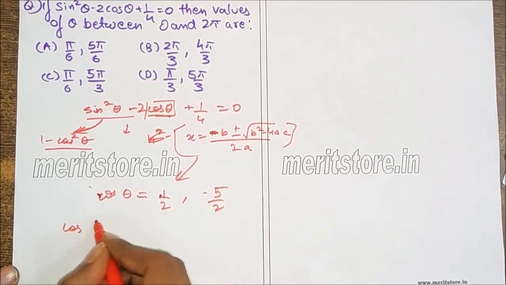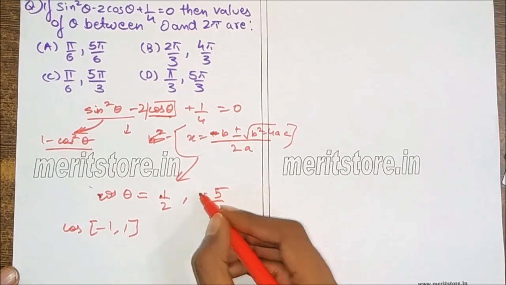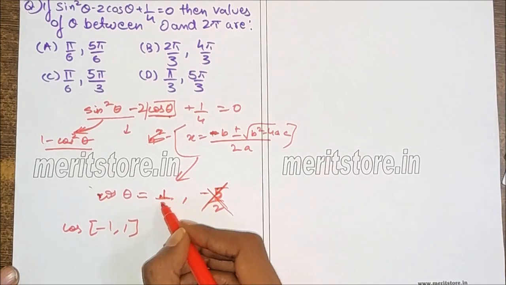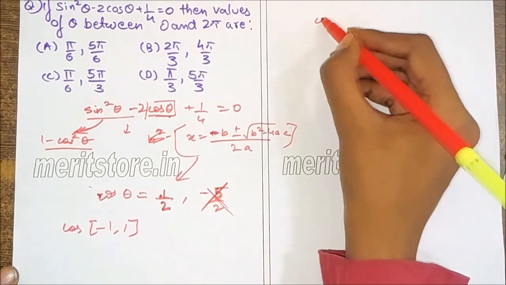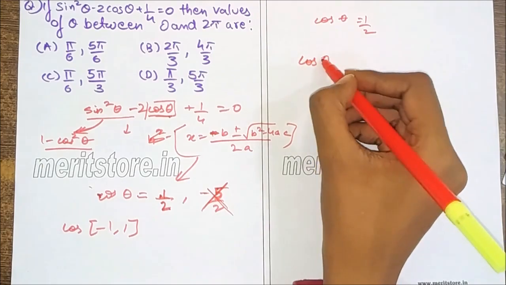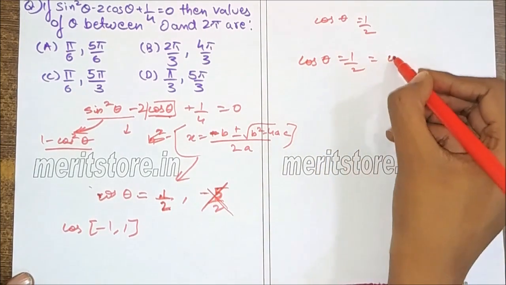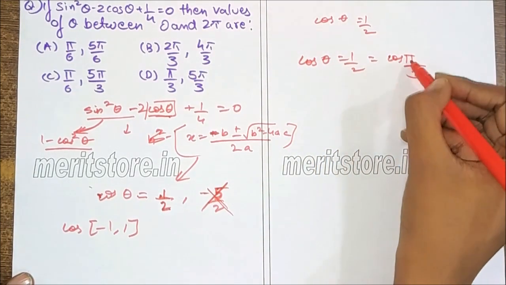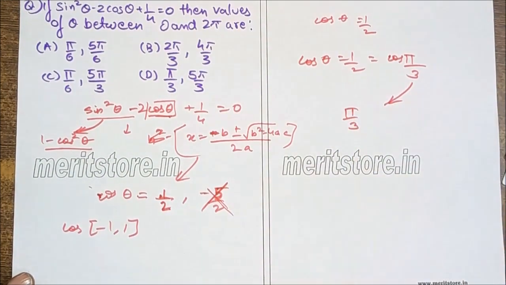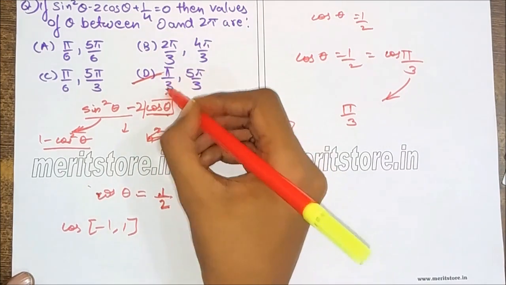Now cos theta lies between minus 1 and 1. So minus 5 by 2 is less than minus 1, so this is invalid. So the only value is half. So cos theta is half, which is equal to cos pi by 3. So one value we got is pi by 3. So the answer is D, pi by 3.